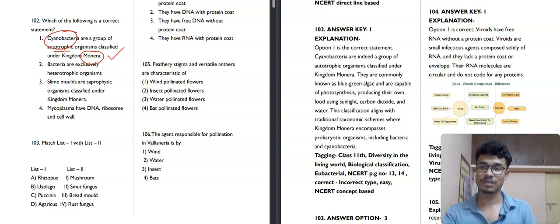Bacteria are exclusively heterotrophic organisms. No, bacteria are basically autotrophic organisms. Slime molds are saprophytic organisms classified under kingdom Monera. Slime molds are saprophytic, this is correct, but they are classified under kingdom Protista, not kingdom Monera. So this is incorrect. Mycoplasma has DNA, ribosome and cell wall. Mycoplasma doesn't have a cell wall. It is the smallest living organism. So all these are wrong, and the first one is the correct one.